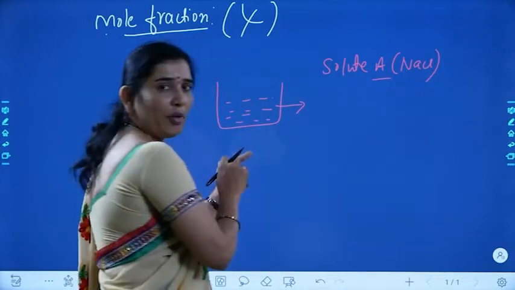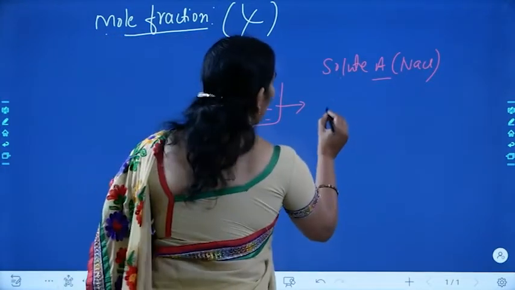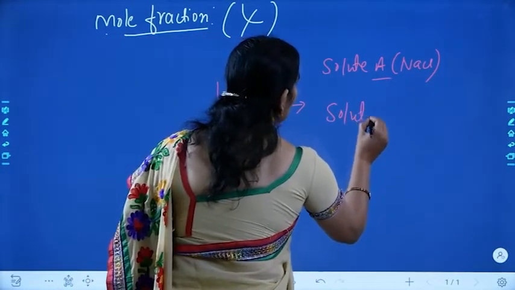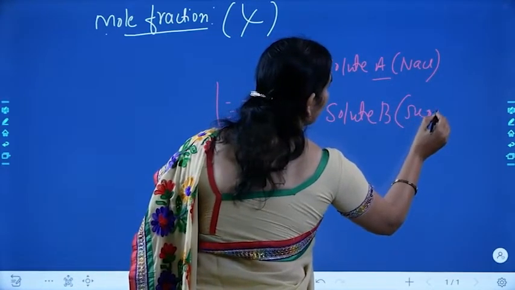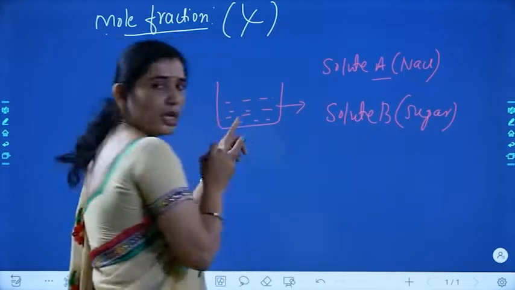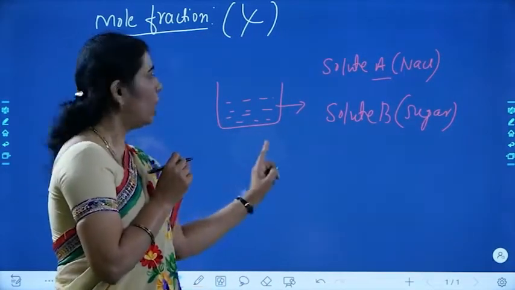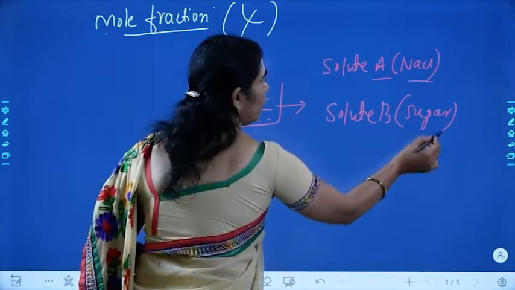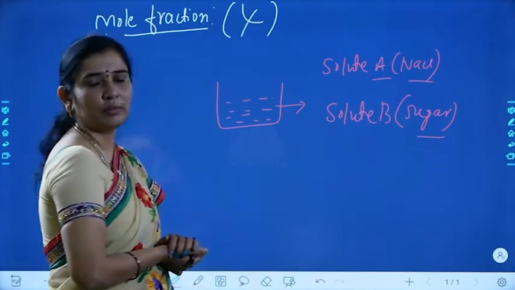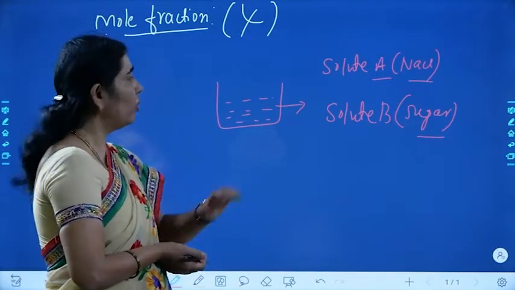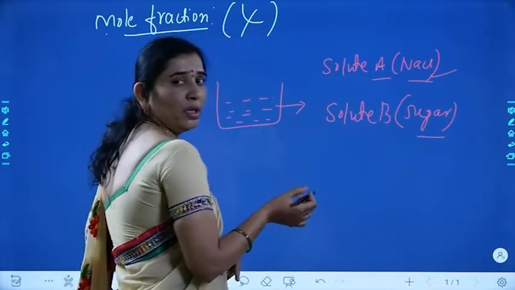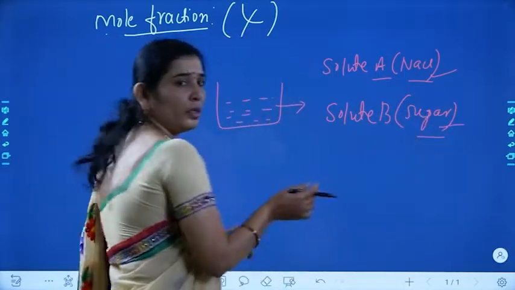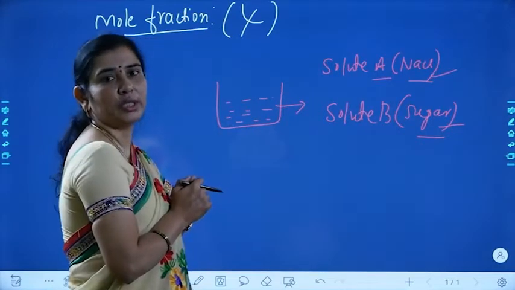And to the same water sample, you are adding another solute that I am treating as B, which means sugar. Now, to the same water, you added sodium chloride as well as what? Sugar. Right? Now here, you have to find out how much sodium chloride and how much sugar is present in this solution.